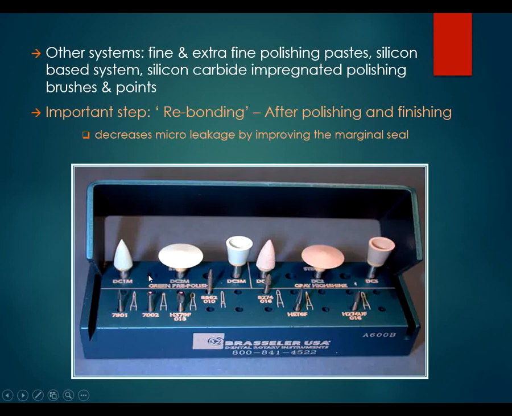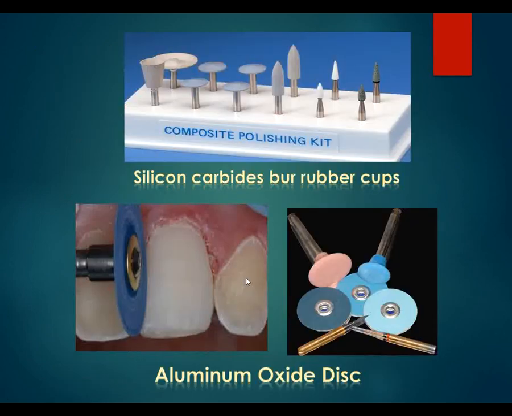In this picture you can see different types of carbide burs and rubber cups for polishing of the composite restoration. These are aluminum oxide discs. You can see in the picture on bottom, and up in the picture on top, you can see silicone carbide burs and rubber cups.